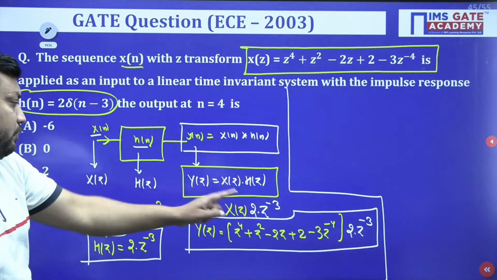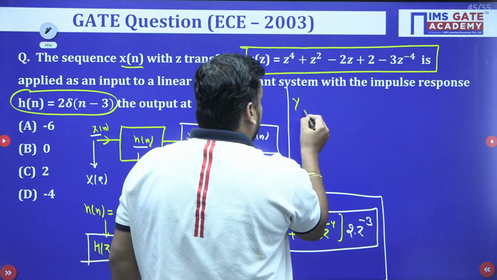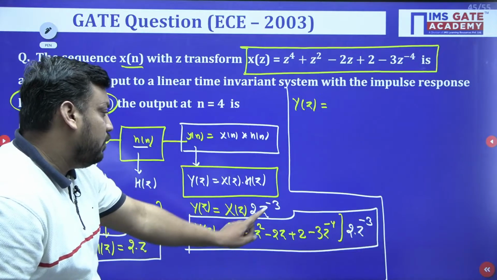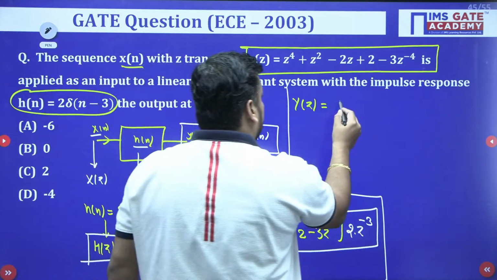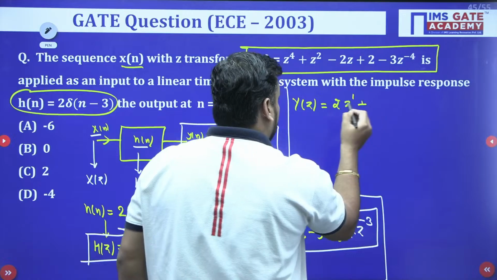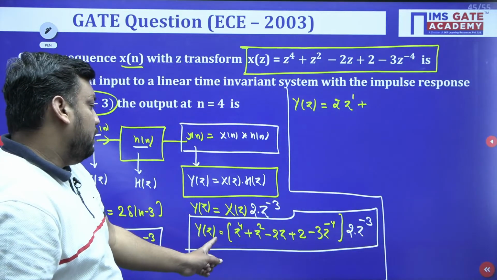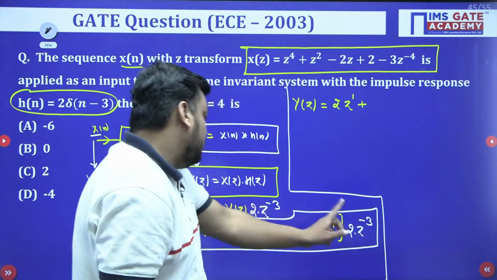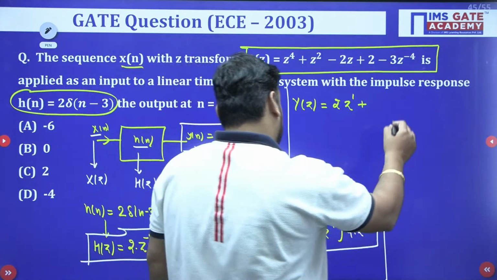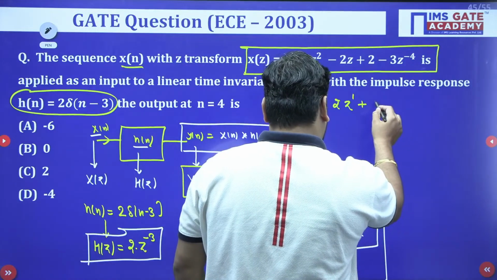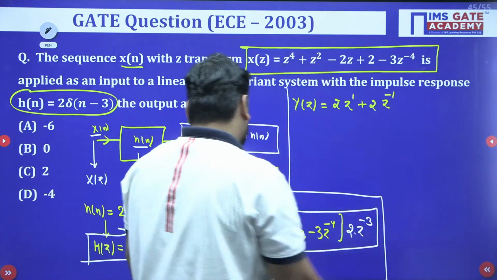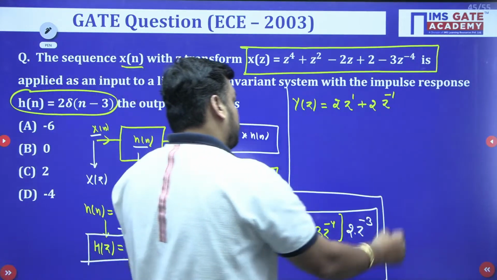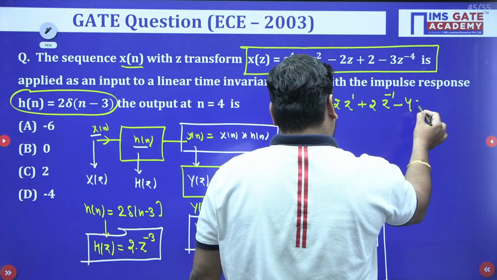So now students, if I multiply inside the bracket, what will I get? I will get Y(z) equal to what? Twice into z to the power 4 times z to the power minus 3, so you will get 2 into z to the power 1. Then 2 into z to the power minus 3 and z squared, so ultimately you will be left with z inverse, so you should write 2z inverse. Now next is 2 to the 4 and z to the power minus 2, so minus 2 to the 4 z to the power minus 2.